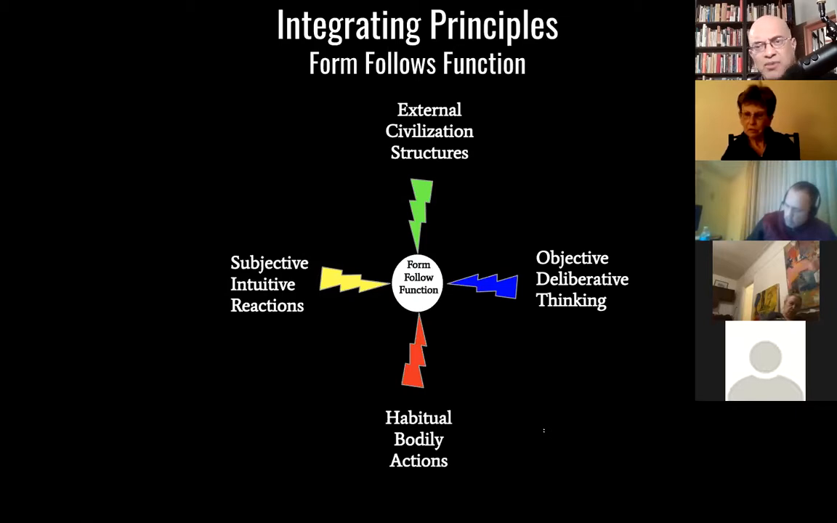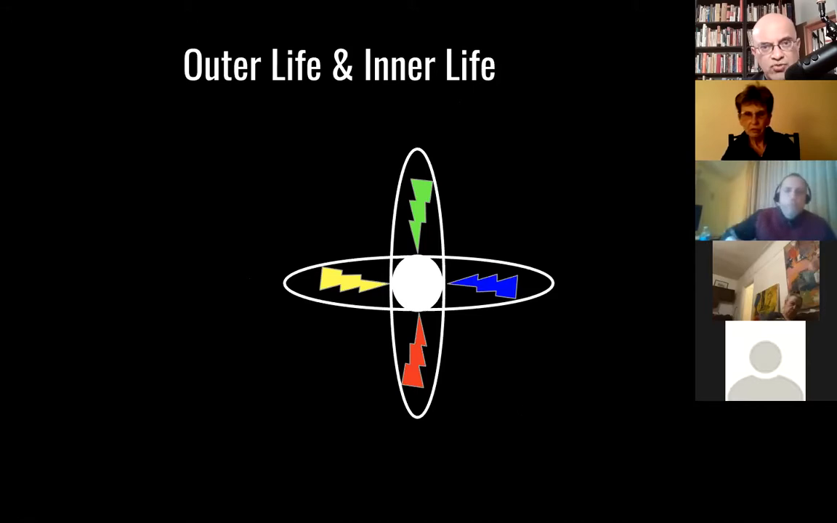Now I want to talk about 3 ways of simplifying this. So the first one is to look at it as outer life and inner life. Okay, so inner life is the horizontal axis. This is our system 1 and system 2.